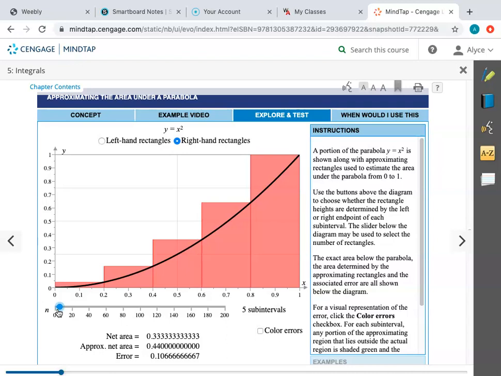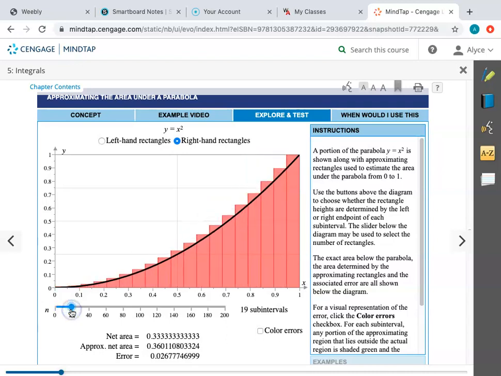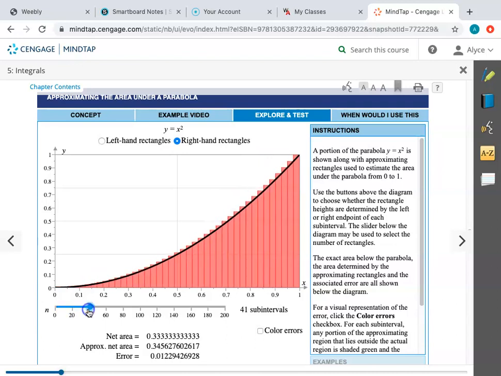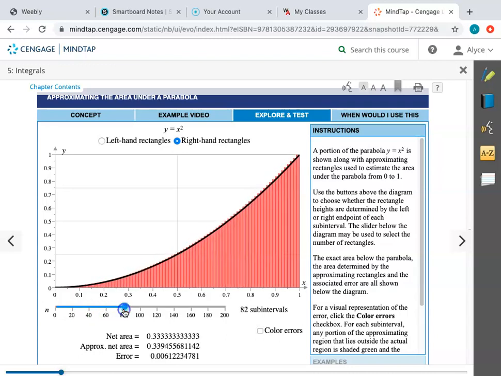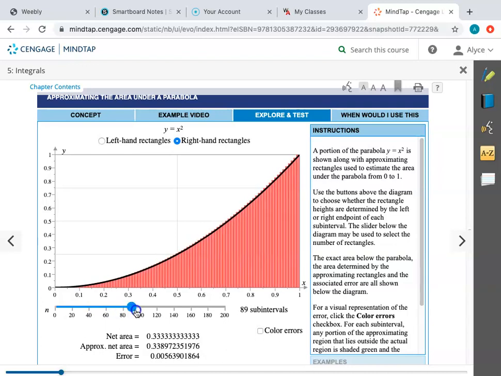So if you notice down here, they're showing the actual area is a third. We got 0.44 with 5 rectangles. If we go to 20 rectangles, we're getting closer. If we go to 40, we're getting a lot closer. As we increase the number of rectangles, we get closer and closer and closer to the actual area.